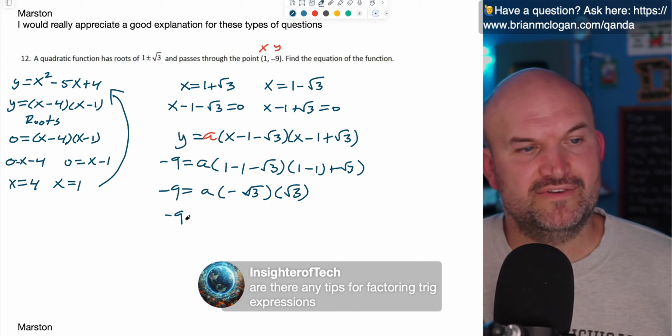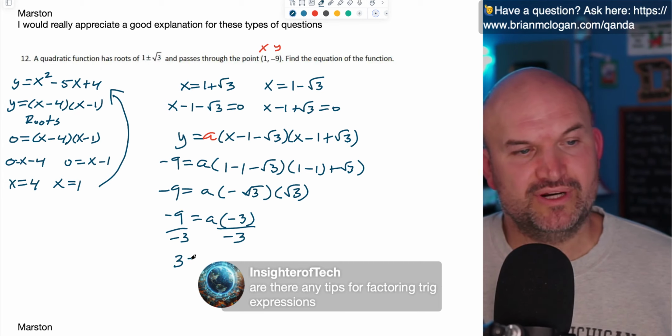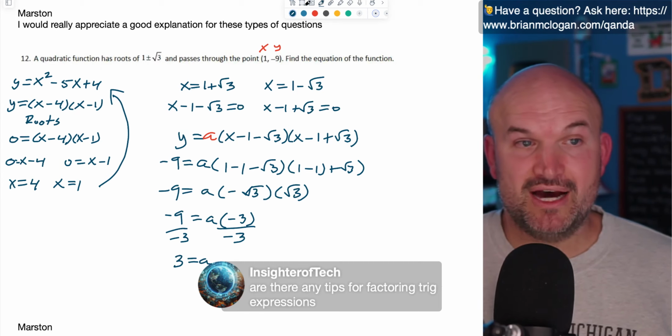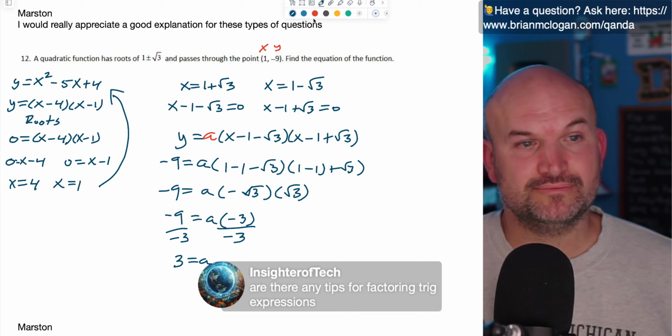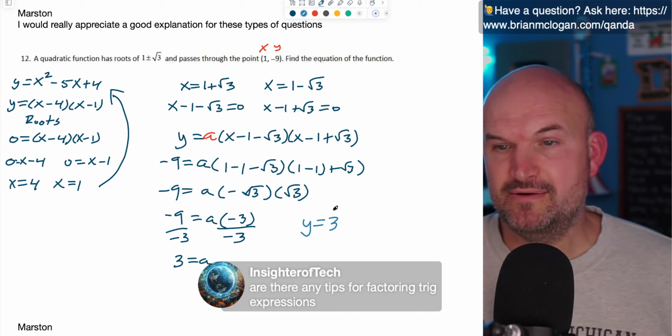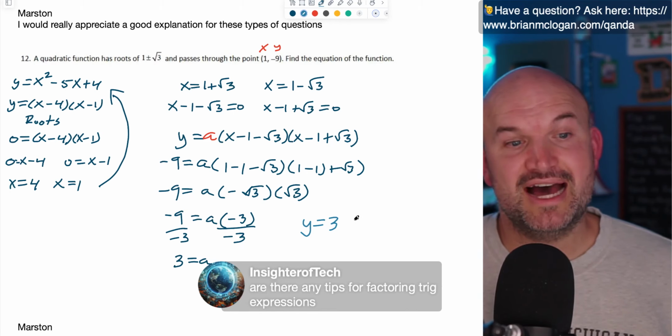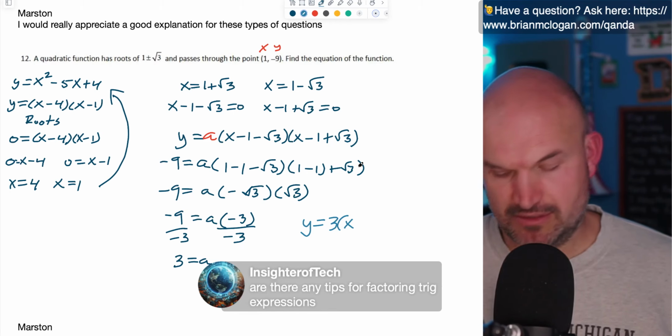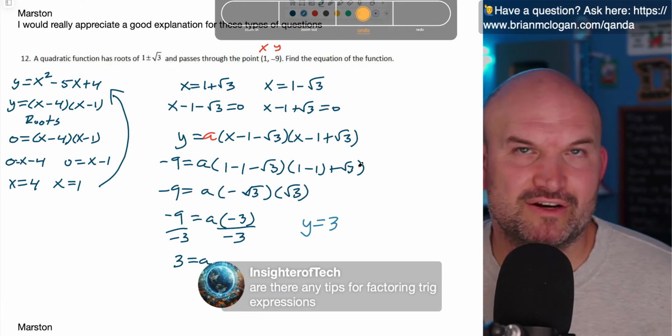So therefore I have -9 equals a times -3, divide by -3, divide by -3, we get 3 is equal to a. So now I can write my equation as y equals 3 times a x. I still need to figure out the equation.